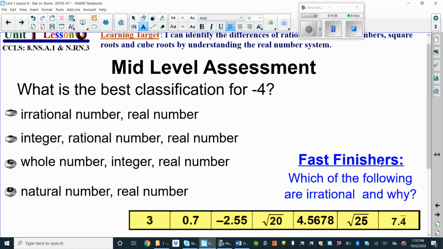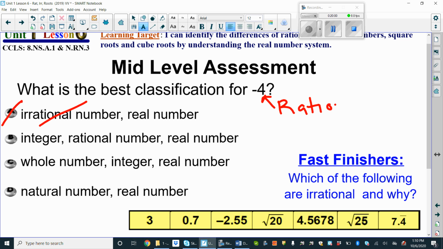Okay, so we have our mid-lesson assessment. What is the best classification for -4? So let's just read through our answer choices. A says it's an irrational number. That is not true, so I'm going to cross out A. We know -4 is a rational number.